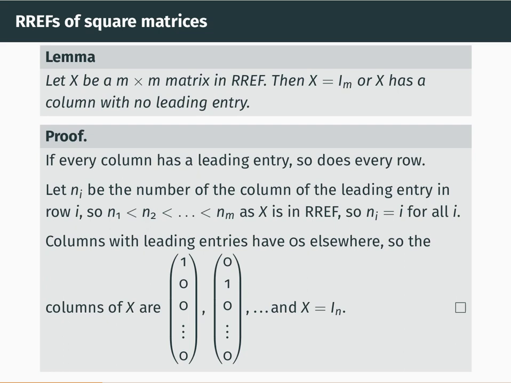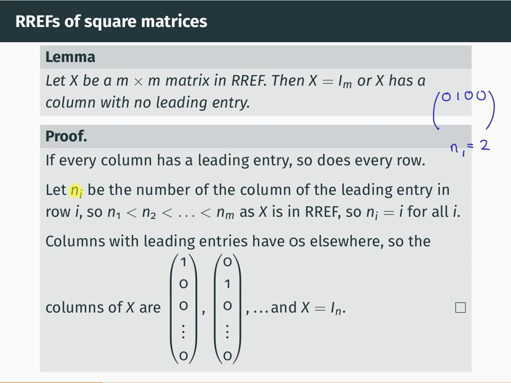We're going to introduce some notation now. Ni is going to be the number of the column in which the leading entry in row i appears. So for example, if your matrix looked like this, 0, 1, 0, 0, and then a bunch of other stuff, then N1 means the number of the column of the leading entry in row 1, and you can see that the leading entry in row 1 appeared in column 2. So in this case, N1 will be equal to 2. That's the meaning of these Ni's.